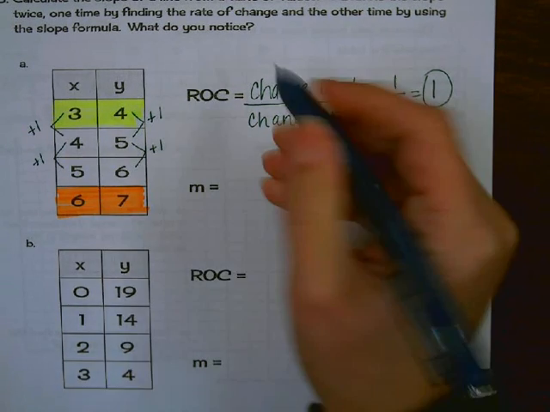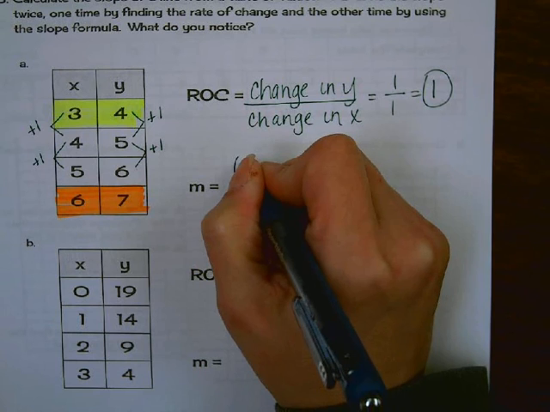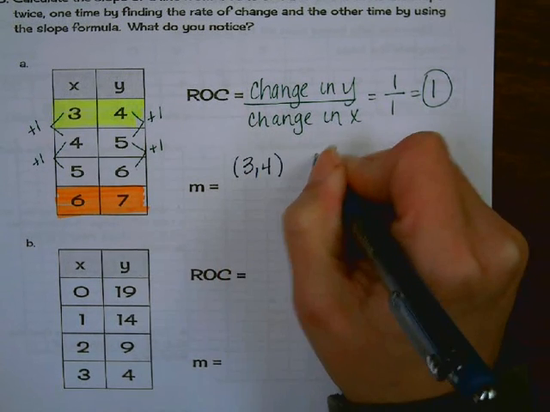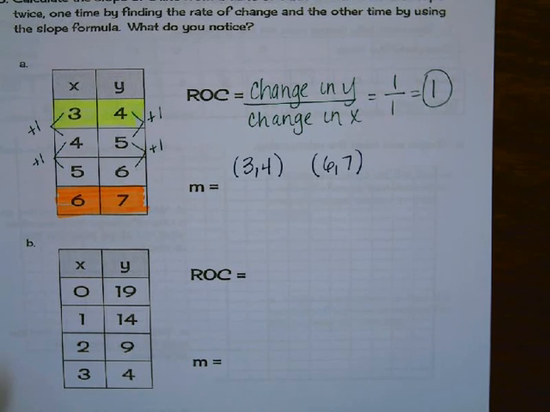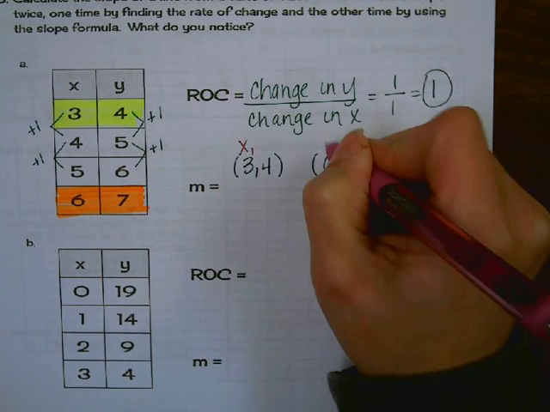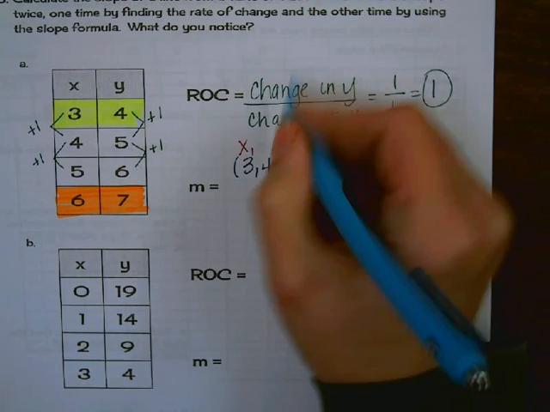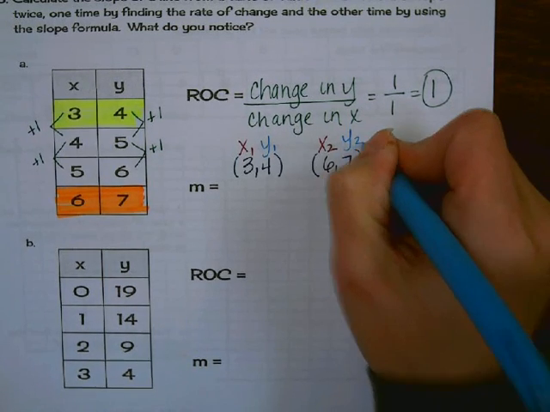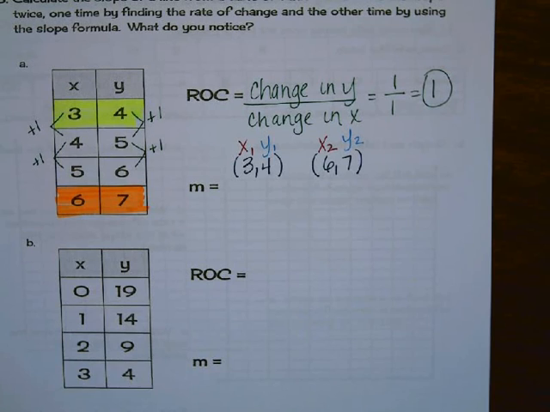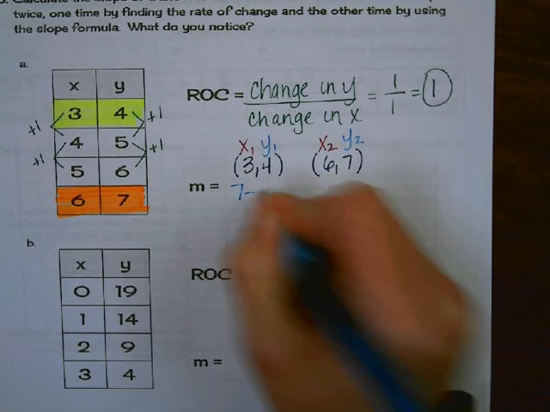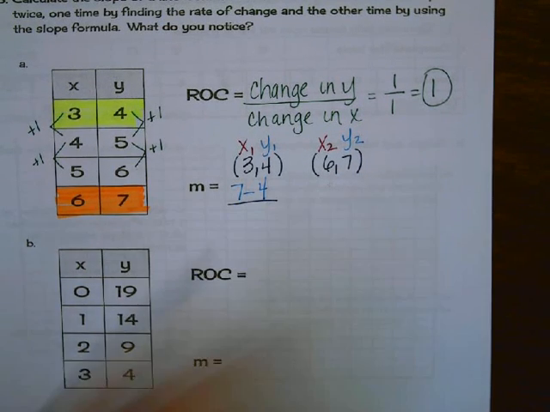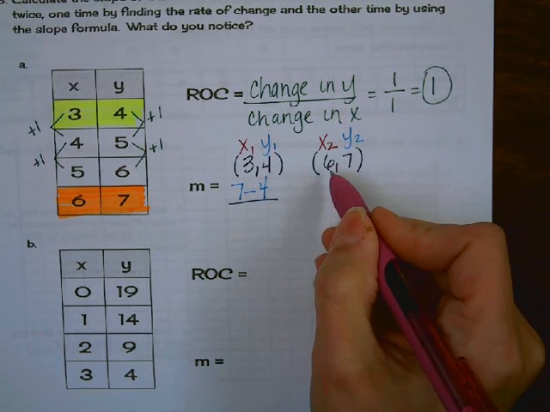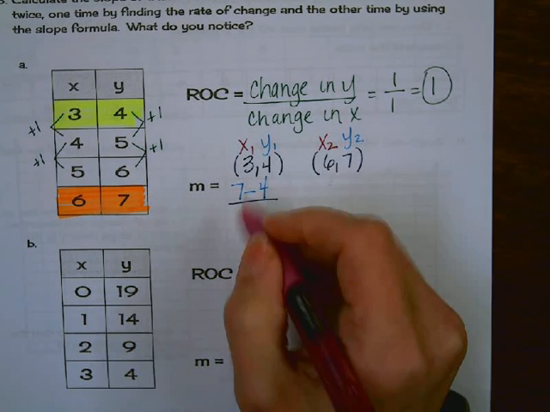So I see that I have an ordered pair of 3, 4, and I have an ordered pair of 6, 7 because those are the two ordered pairs that I chose. So I'm going to label them. Here is my x1, here is my x2, here is my y1, here is my y2. Now I'm going to start to solve for slope. So again, my formula is y2, 7, minus my y1, which is 4. And then my run is my x2 minus my x1, which is going to be 6 minus 3.